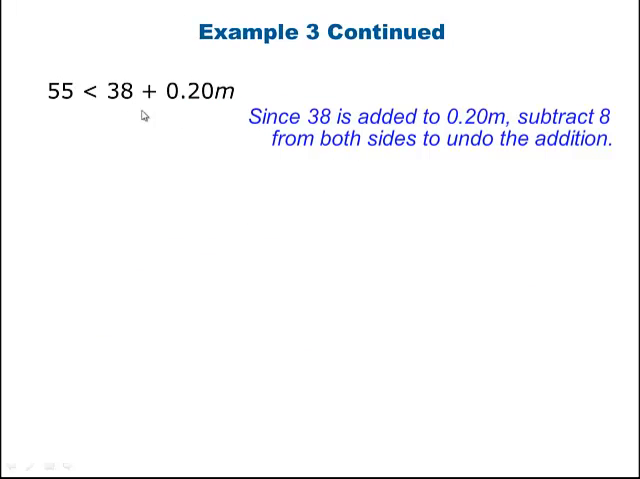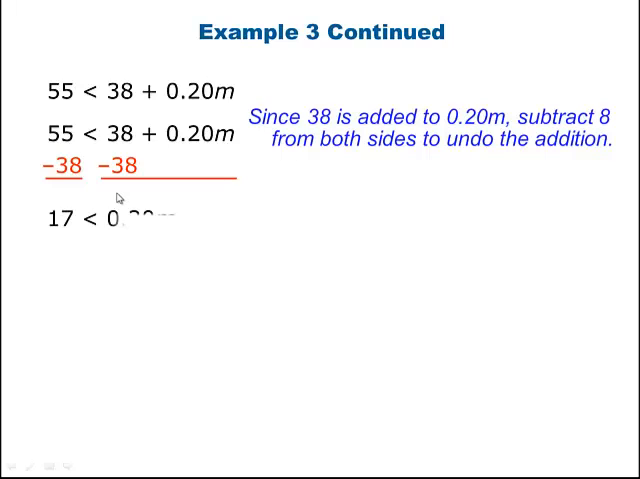38 is being added to both sides, so we're going to subtract it to undo it. That's a 38 we're subtracting, not 8. Subtract 38 from both sides. Subtract 38 from this side, we get 17. And on the right, we get 2/10 m.